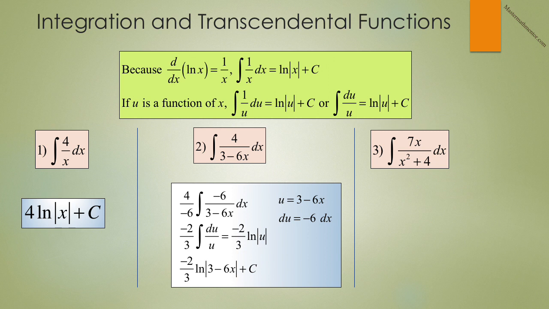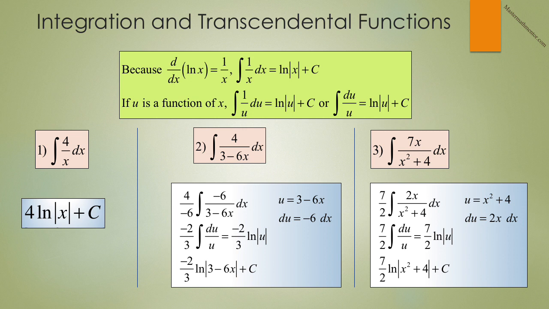We'll set this up with a u substitution. U is equal to 3 minus 6x. Du is equal to negative 6 dx. We move the 4 to the outside, multiply by negative 6 on the inside, and divide by negative 6 on the outside. So we end up with 4 over negative 6, integral of negative 6 over 3 minus 6x dx, and that reduces to negative 2/3 the integral of du over u, which is negative 2/3 the natural log of the absolute value of u. Final answer, negative 2/3 natural log absolute value of 3 minus 6x plus c.